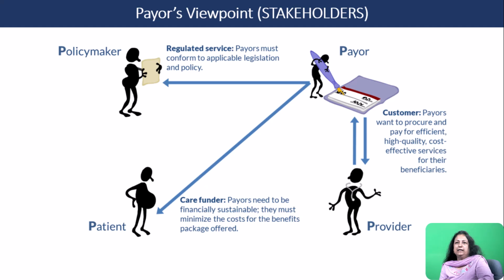I want to standardize. I want to look at the various things that are there. So I want to specify the quality. I want to say what can be done and what cannot be included, in terms of the care levels, based on how the provider actually provides. And then there is the patient. With reference to the care funder, payers need to be financially sustainable, and they must minimize the cost for the benefits package offered. So whatever I'm offering to the patients should be affordable and genuine in terms of how I'm doing it.